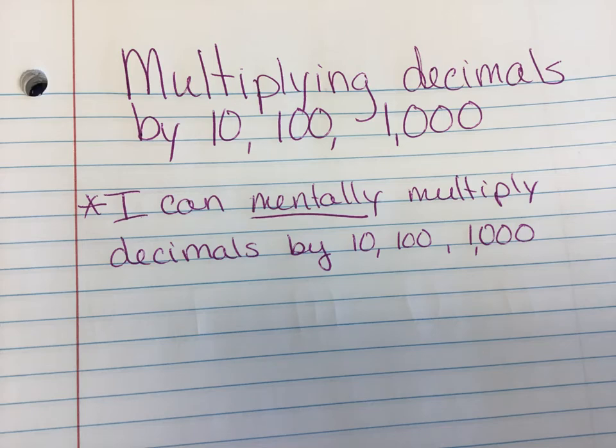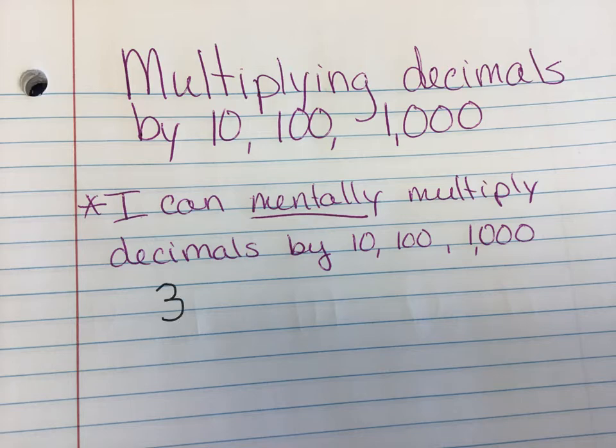Alright, today we're going to talk about multiplying decimals by 10, 100, and 1,000. Go ahead and get your notebook out or Notability and get down your title. Your I can statement today is I can mentally multiply decimals by 10, 100, and 1,000. Pause the video if you need more time to get this written down, but we're going to get right into this. I know that we've already multiplied by whole numbers.